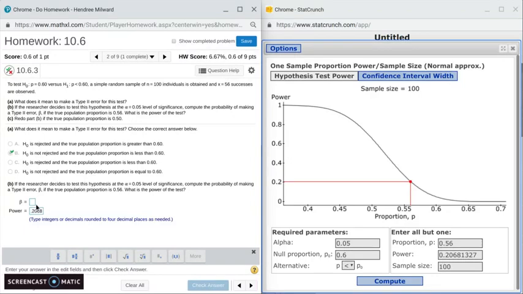Then we just have to find beta. Beta is actually the complement of the power. I'm not sure why they list beta first. Maybe when you're doing it by hand, it's easier to calculate beta first and then do the power. But on StatCrunch, they give you the power right away. So all we have to do is take this number and subtract it from 1.